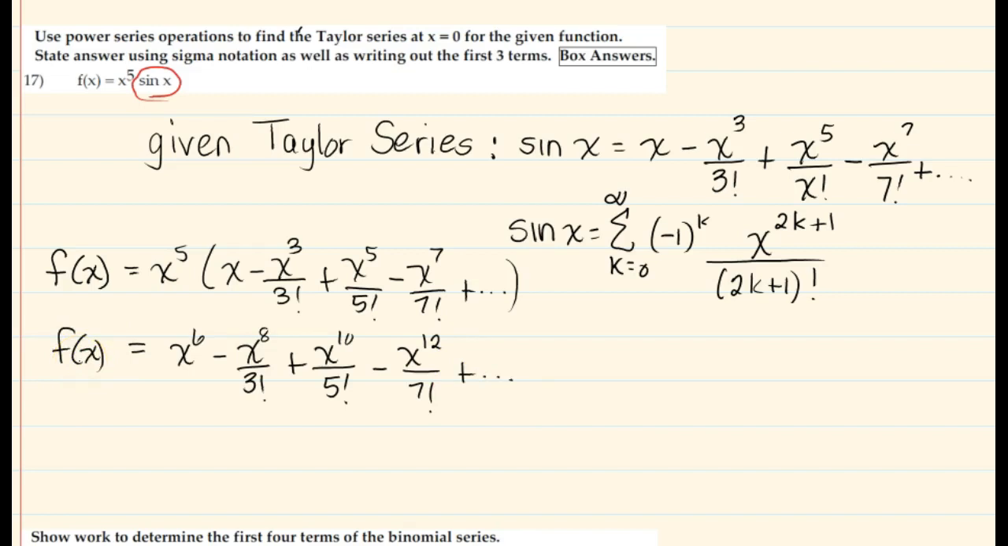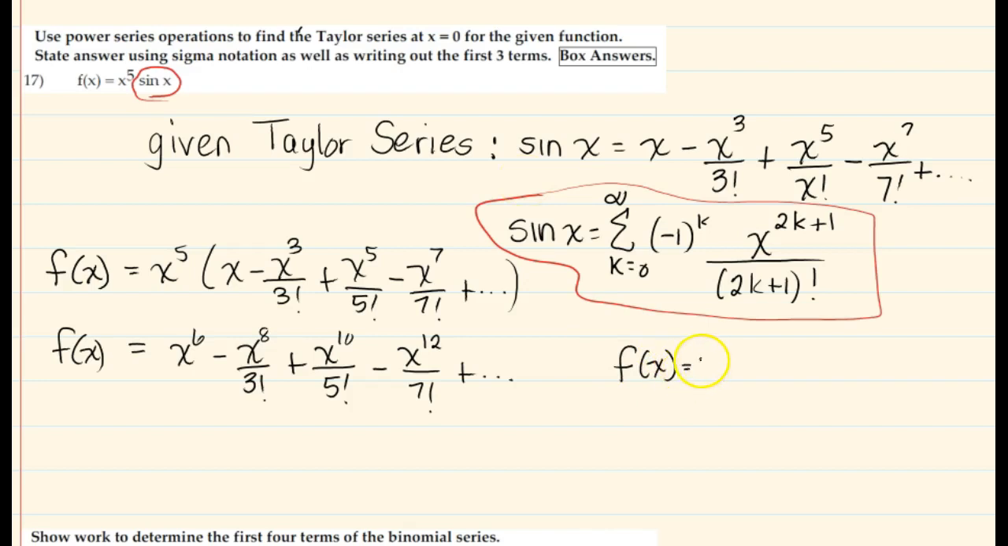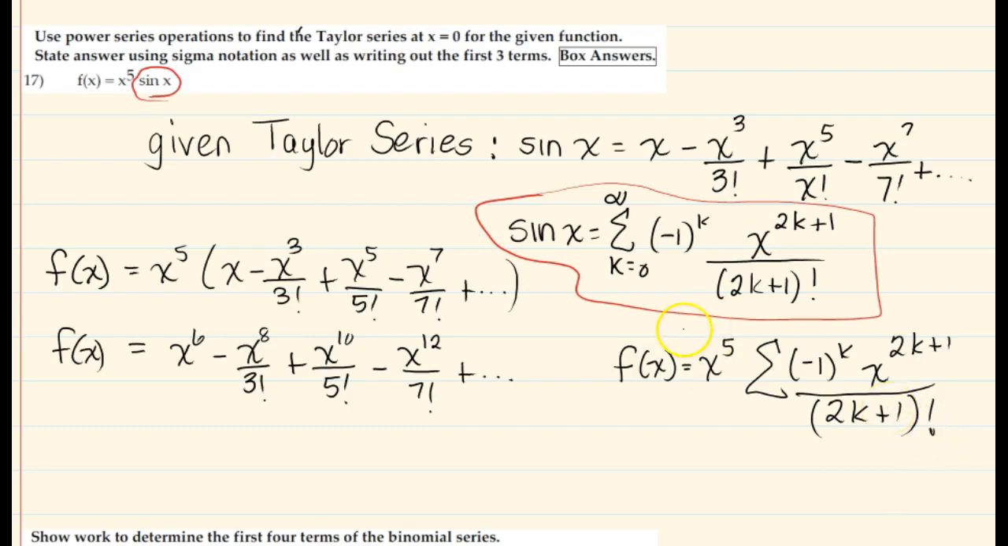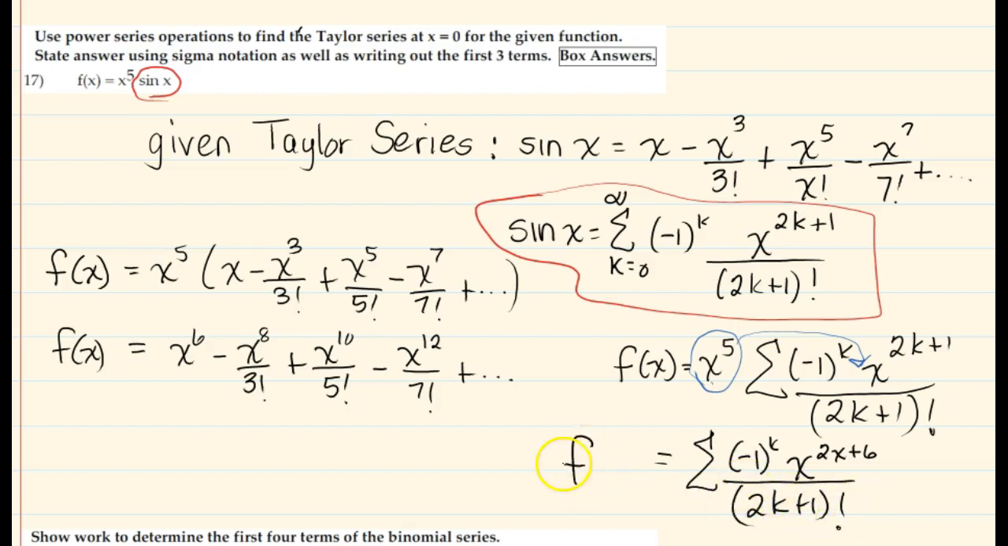So this satisfies the first part that says to write out the first 3 terms. The next one says to do sigma notation. Since we already have sine in sigma notation here, let's just use that in terms of our f of x. So f of x is equal to x⁵ times my sigma notation, which I'm just going to abbreviate like this. One of our properties says that if we have our exponent out here of x⁵, we can put it in here and multiply it with our terms. So our sigma notation will have (-1)^k, and now I'm going to have x⁵ times x^(2k+1). That's going to give me x^(2k+6) over (2k+1)!. And that's going to be our f of x.